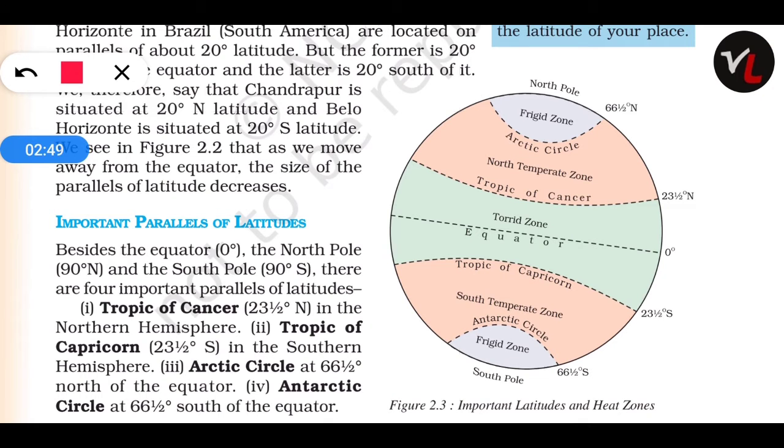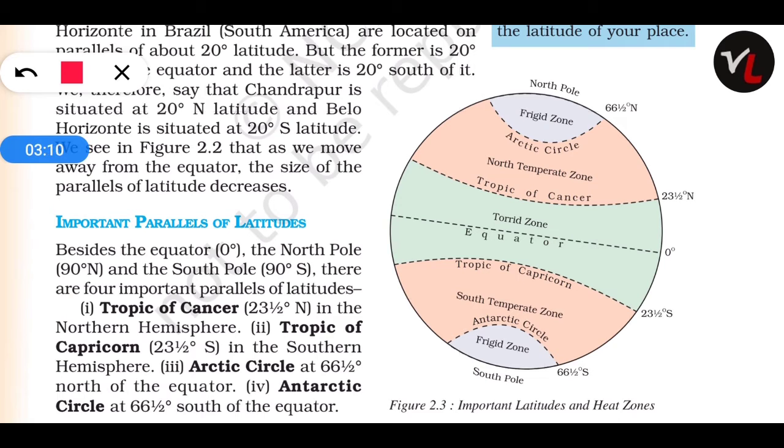Now, let's check out the figure. It shows that between Tropic of Capricorn and Tropic of Cancer, it is the torrid zone where the heat is maximum. Between Antarctic Circle and Tropic of Capricorn, there is a temperate or moderate climate, which is called the temperate zone. And between the South Pole and Antarctic Circle, there is the frigid zone.